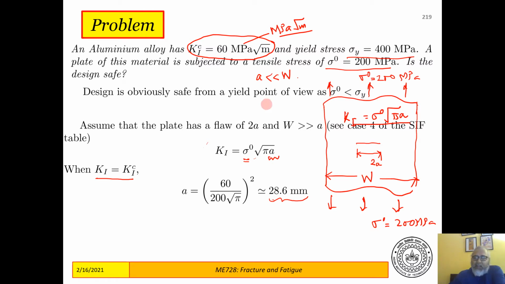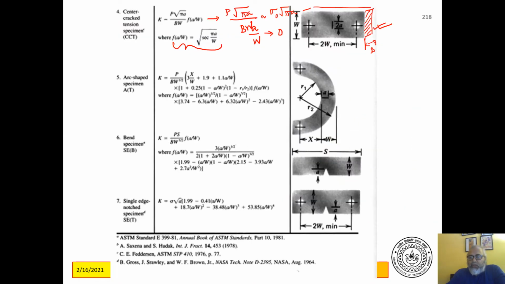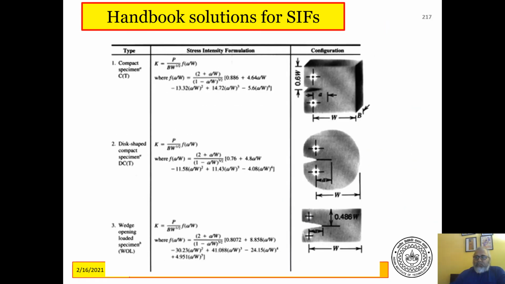Now you might ask, why did I assume the crack to be here? I could have assumed it to be here. Yes. So in that case, you will have to go back to the table. So if this is a crack of length a, this is the flaw that I assume that the plate has. So if I go back to my table, this is an edge notched specimen. This is an edge notched specimen. Again, I assume that W is much bigger than a.